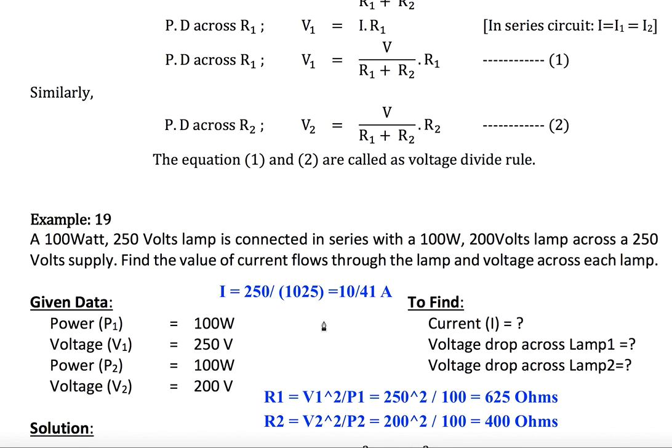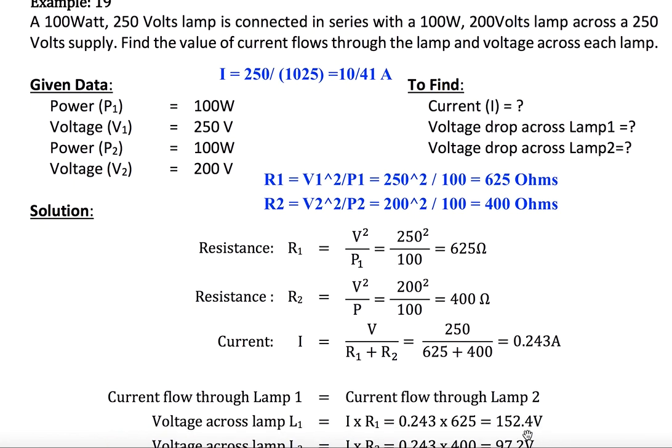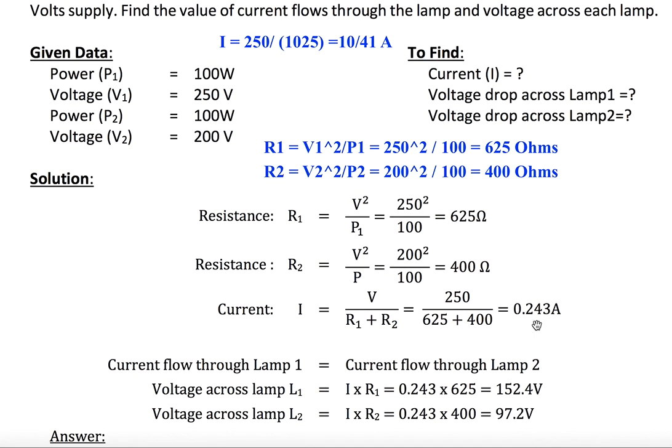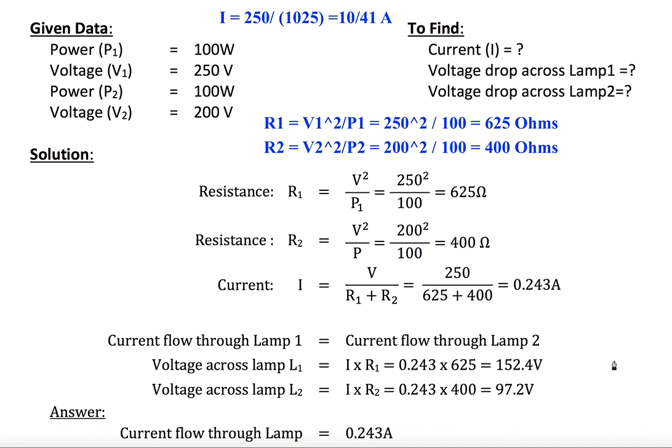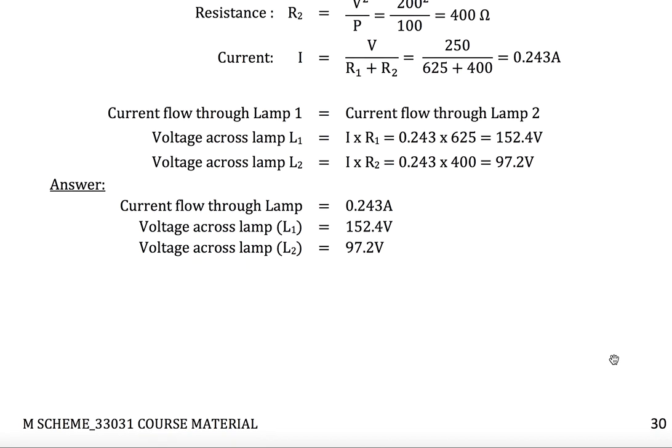What about voltage across each lamp? Current into resistance. 10 by 41 into 625 is V1. V2 is 10 by 41 into 400. Okay. So, right. This is the current. These two are the voltages.